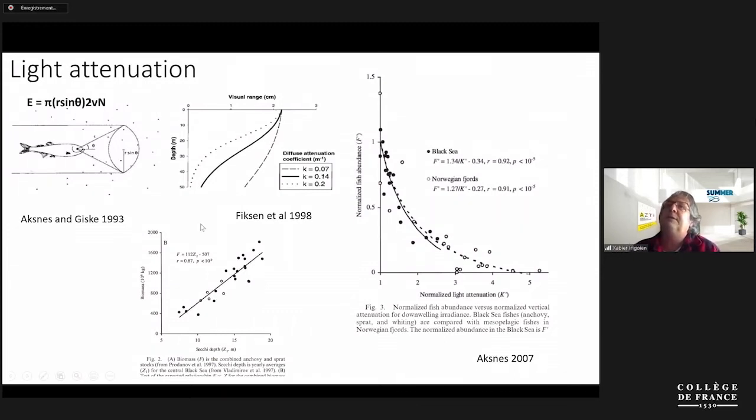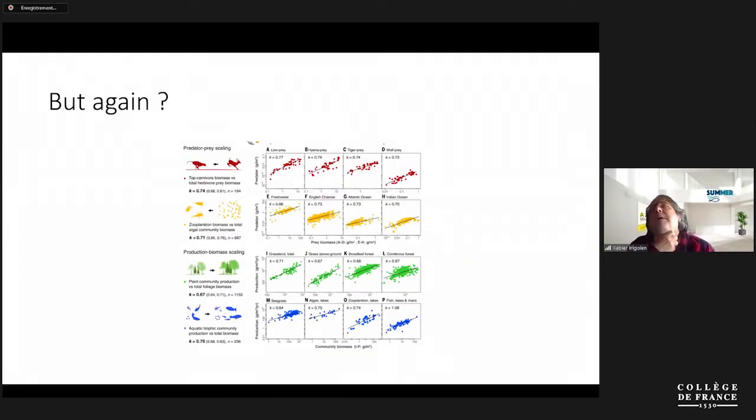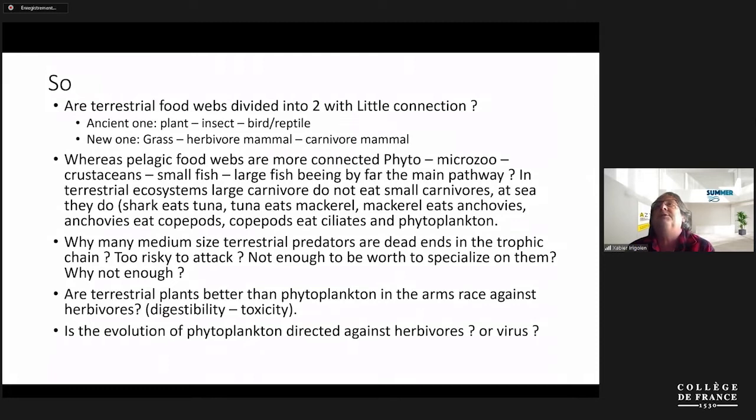So in fact, this is data showing that light is a limiting factor, as much as the food concentration in the ocean. But again, we have this paper where apparently the amount of biomass you will get in the ocean per unit of prey, or for community biomass of production, is about the same. So here I just suggested some ideas about why there might be these differences.